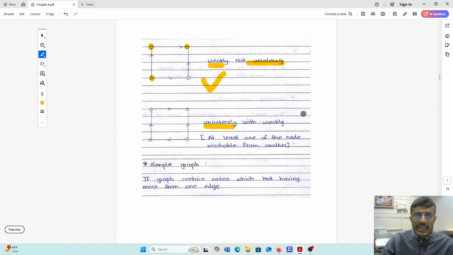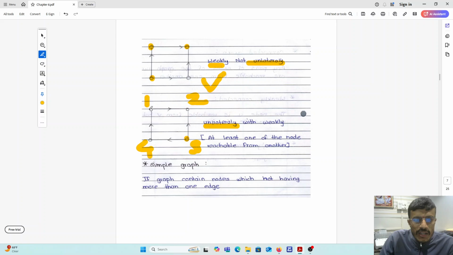And what is meant by unilaterally connected? Uni means singly. So you can see here at least one of the nodes is reachable from another. If you see the difference here, if you consider this node, you can reach from this node to this node. Consider this one as 1, this one as 2. I am mentioning numbers so that you will get the idea: 1, 2, 3, 4. Okay.